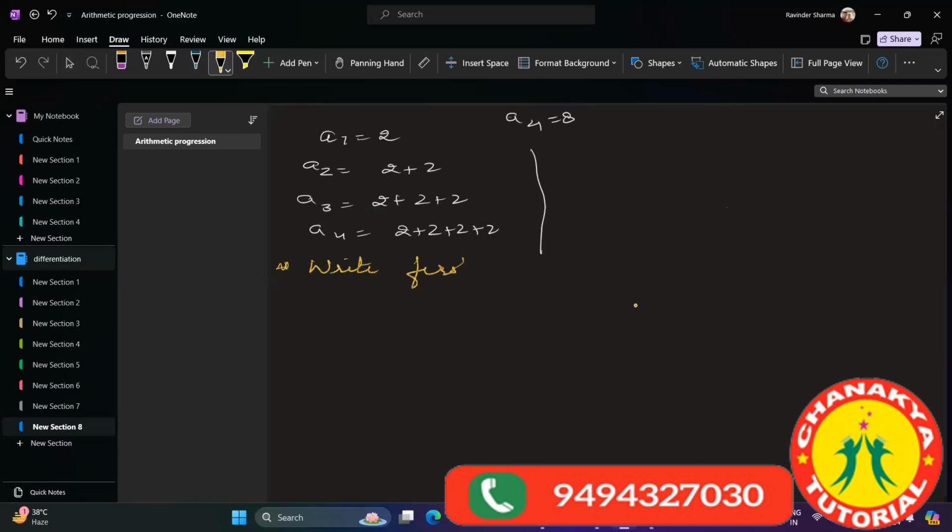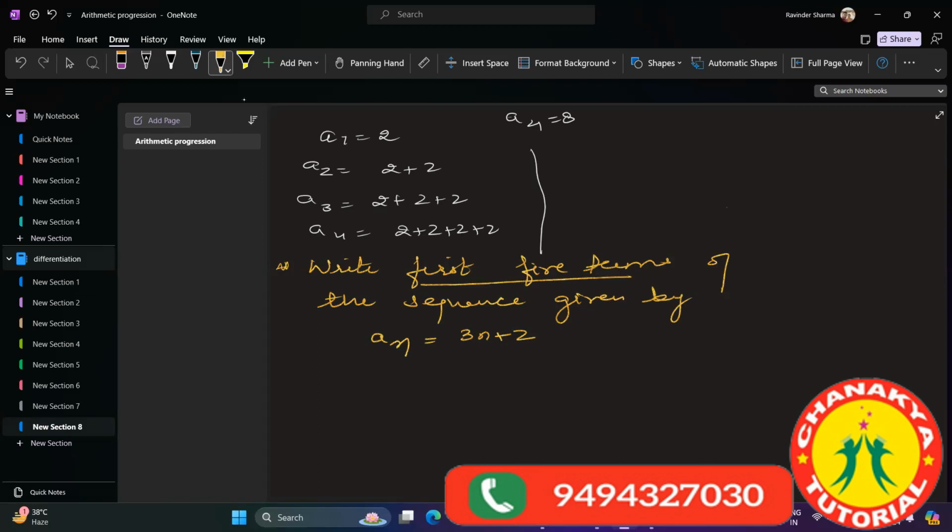Okay, good. Now suppose, if I ask you to write the first 5 terms of the sequence given by, suppose a sequence is given by an is equal to 3n plus 2. So this is our general term, and we have to find the first 5 terms.